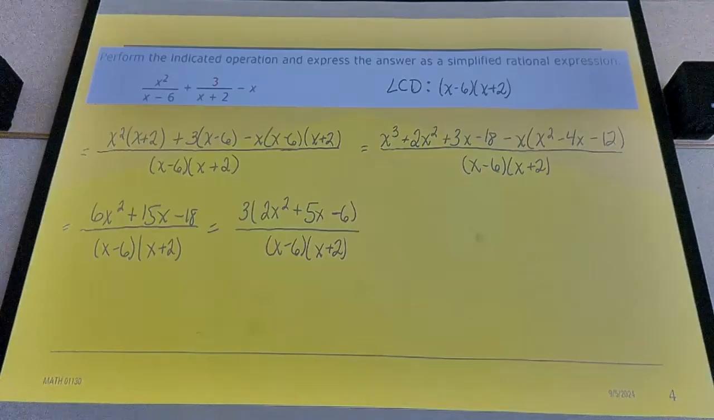Oh, wait. No, I did something wrong. 12 minus 1, no. 2 minus 6, no. 6 minus 3, no. No, I don't think that does factor any further. So it is fully simplified. Perfect.